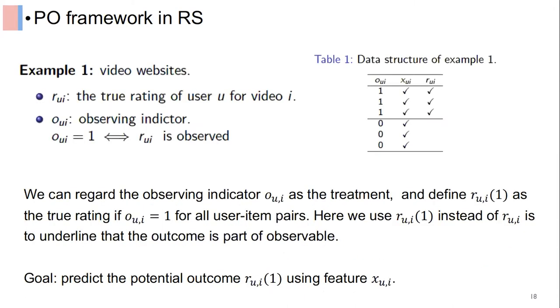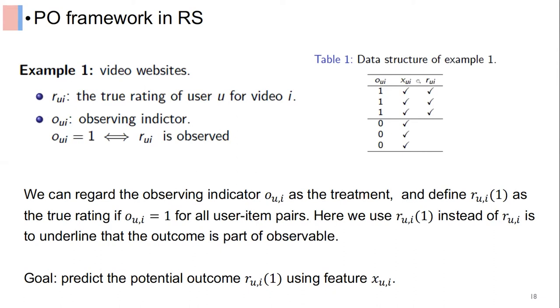Let's see some examples for this estimand in question one. The first example is the scenario of video websites, where the outcome is the true rating of user u for video i, and O_ui represents the observing indicator of R_ui. It means that R_ui is observed if and only if O_ui equals one. Table one presents the data structure of example one, where R_ui is missing when O_ui equals zero. This is the blank area.